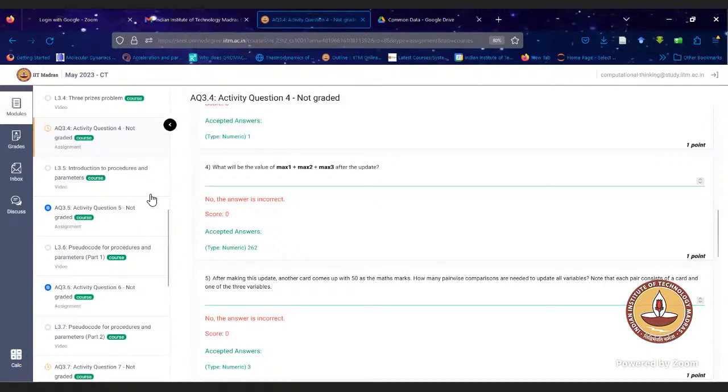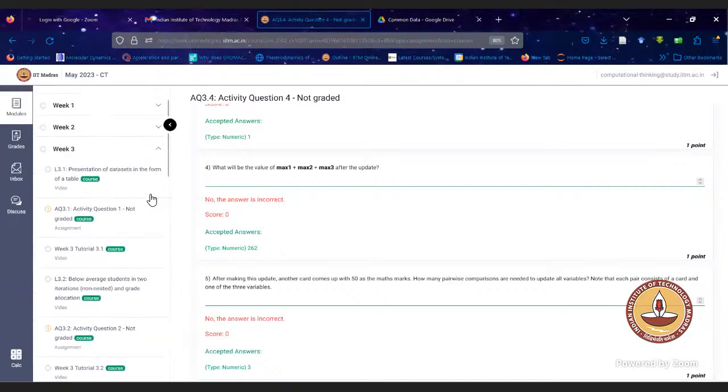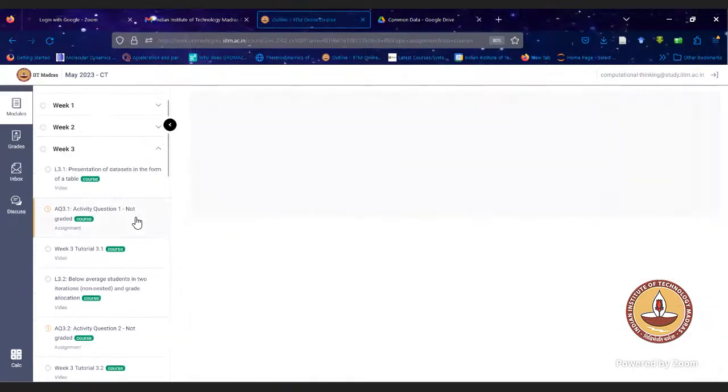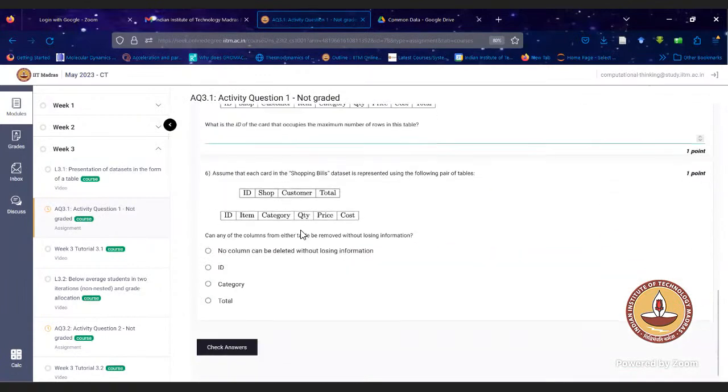Yeah, next question, please. I think I'll take 3.1, question number 6. Sir, I did not understand. How can we delete a column without losing information, sir? Yeah, so essentially the information which is stored in the total is a combination of the information which is already present in quantity, price and cost.